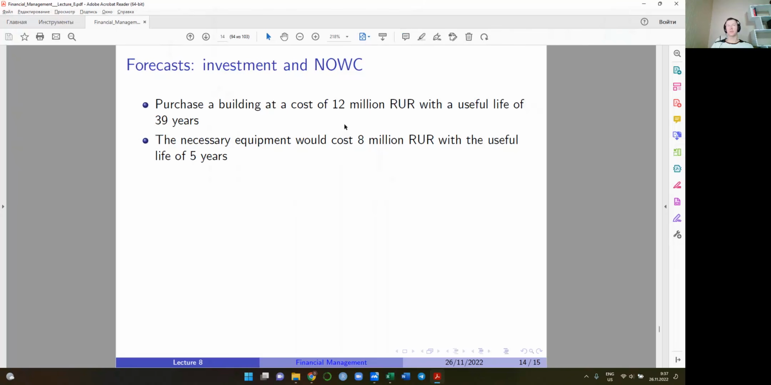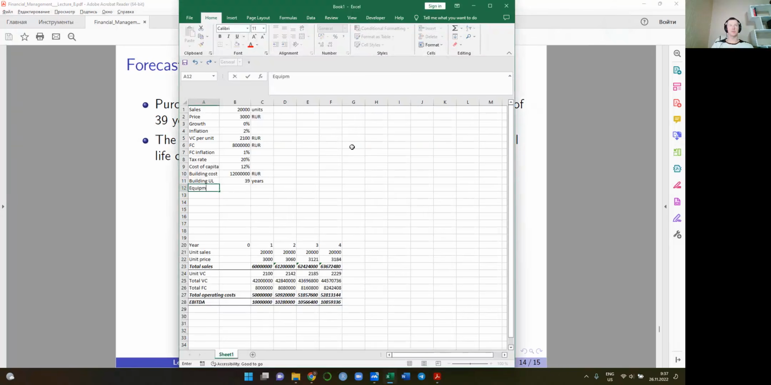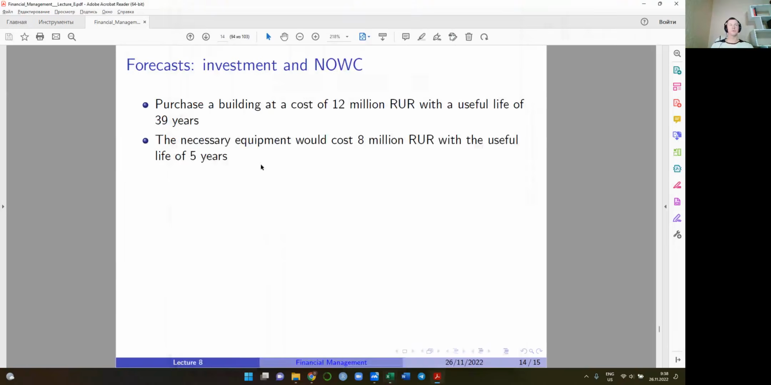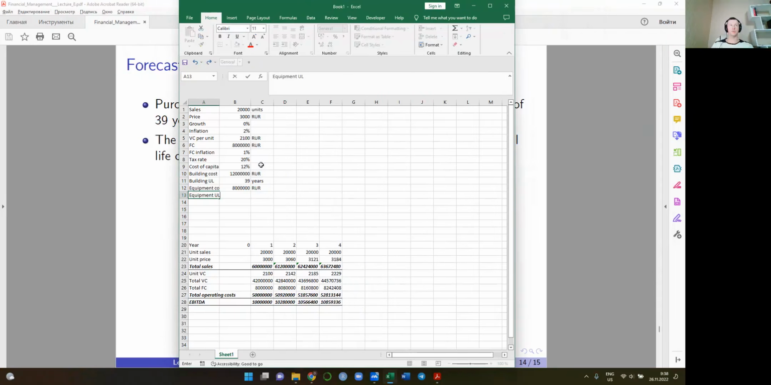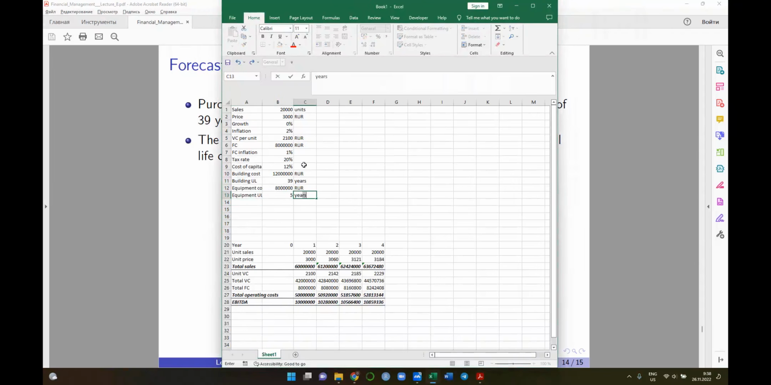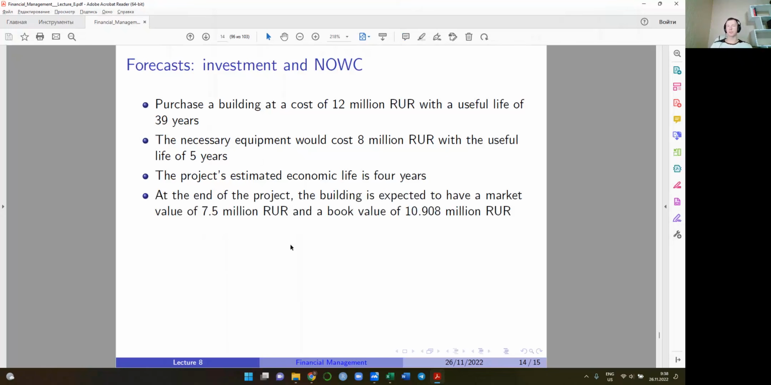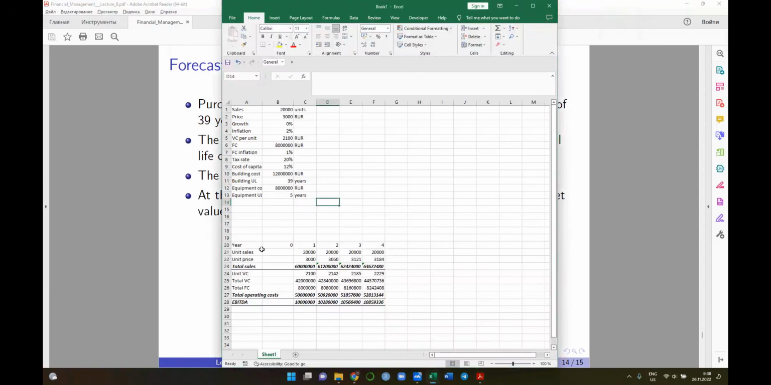And equipment that is necessary, 8 million. Equipment cost, 8 million rubles. And equipment useful life, 5 years. Yeah, the life of the project is 4 years. And we have some information about selling the equipment. Let's see.